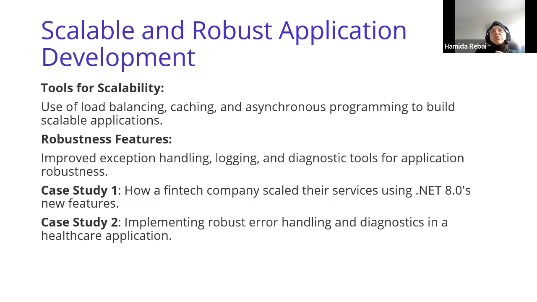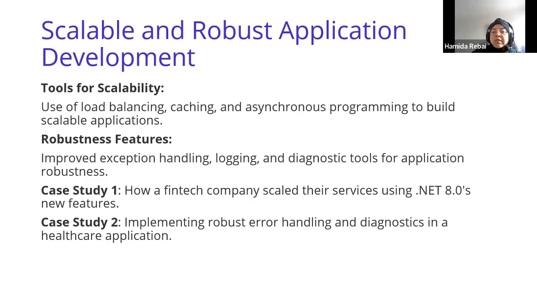So different tools for scalability. We have different tools other than Visual Studio. Here we will talk more about load balancing. We can use built-in load balancing for web applications and services to efficiently distribute traffic, for example. Other tools are for caching. You need to implement distributed caching with memory cache and distributed cache, for example, to reduce database load and improve response times.